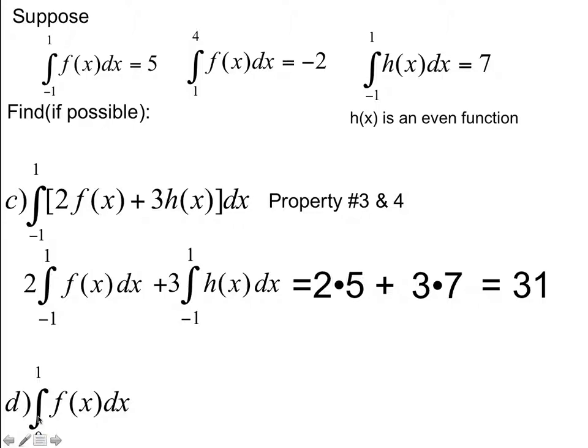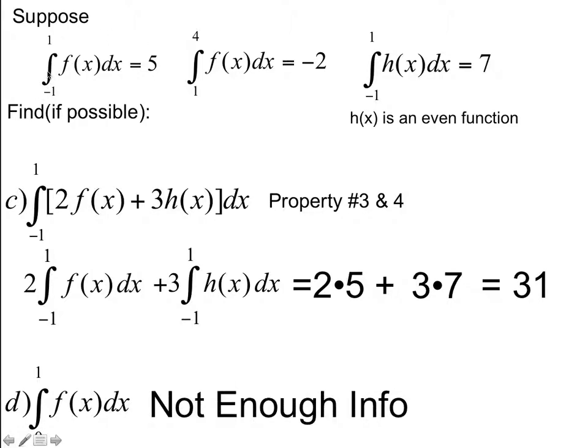D, I'm going from 0 to 1 of f of x. So I don't have information from 0 to 1, so I can't do anything with that. I can't assume it's exactly half. I don't know how it's distributed, so there's not enough information. I need more information here in order to determine this answer. So we can't answer that one at this time. So we don't have a property for that.